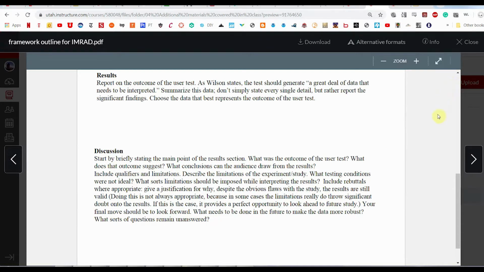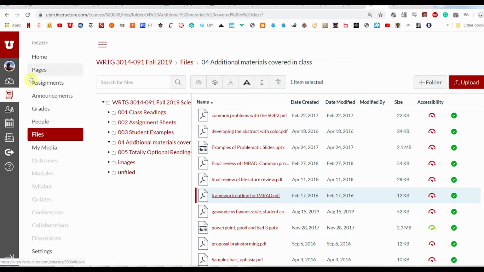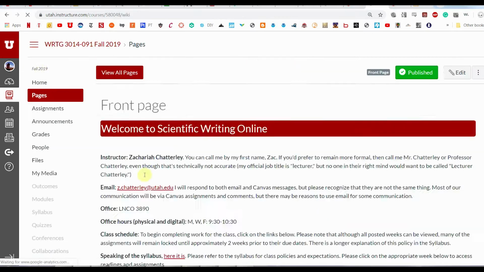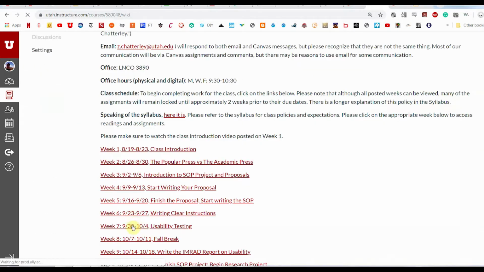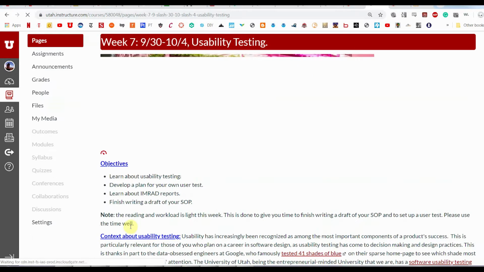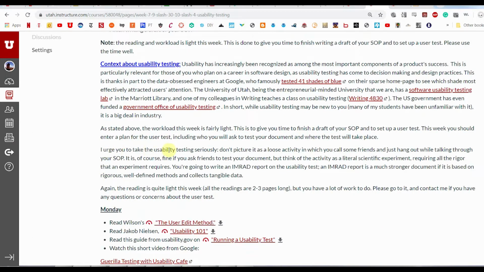And again, let me stress this line that I say on the page for this week. I should get to the pages if I scroll down to week 7. I urge you to take the usability testing seriously. Like, really, think of it as an experiment, collect data, make it a serious endeavor. If you're not doing that, it becomes much harder to write a solid report.